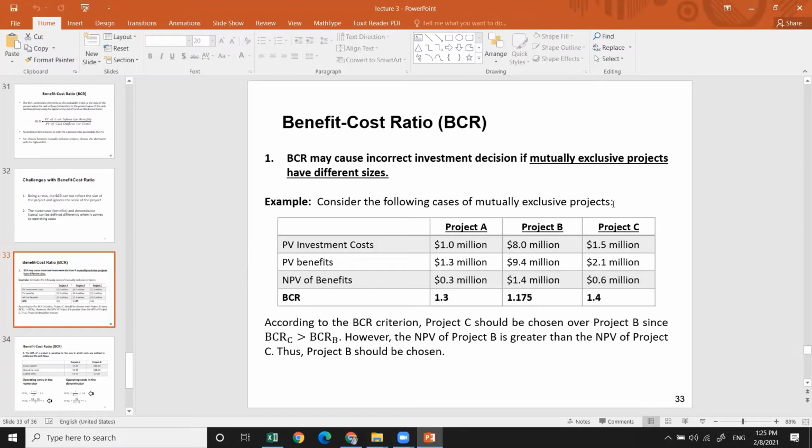Consider the following case for mutually exclusive projects, project A and B. So present value of investment cost, present value of benefits. So NPV of benefits is this, and benefit cost ratio is this. As you can see, according to benefit cost ratio, project C is accepted if it's mutually exclusive. But according to NPV, project B is accepted.